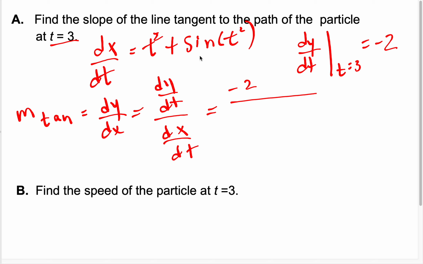Well, I better do a little side note here. Let's go down here. Let's find dx dt when t is equal to 3. That's going to be 9 plus sine of 9.